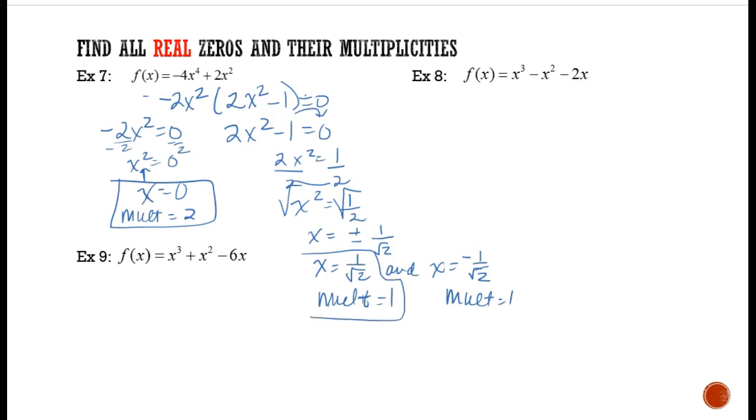There's 3 roots. This one has a multiplicity of 2, so that's where the 4 comes in right here. It should add up to 4. There's 1, 2, 3, 4 roots.